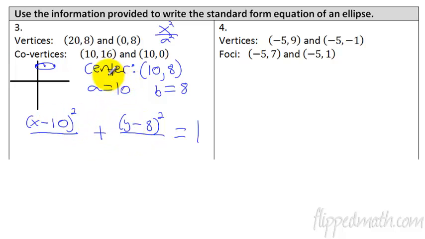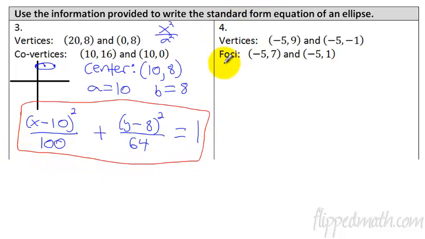What's important is that the larger number, the a, is going to go underneath the x because it is left and right. So what do we put in? This is 10 squared, so that is 100. And then this one is going to be our b squared, so it is 64. There's our answer. Here we go on to number 4. The thing that's a little bit different with this one is that we have the foci and we do not have the covertices.